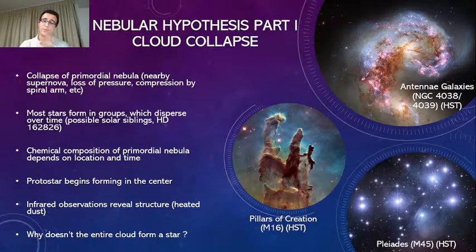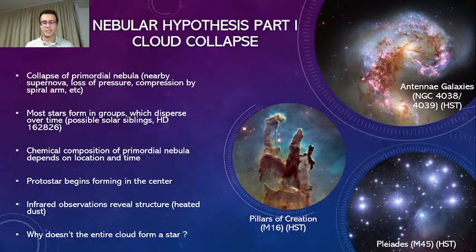Maybe there was a supernova nearby that started compressing the cloud, or the cloud traveled through a spiral arm and that is causing it to collapse. Or even there is some loss of pressure within the cloud. Whatever the case, there is some mechanism that is causing it to collapse. And most stars will actually form in groups. So stars do not form alone. Even the sun actually formed in a group, and that group eventually dispersed over time.